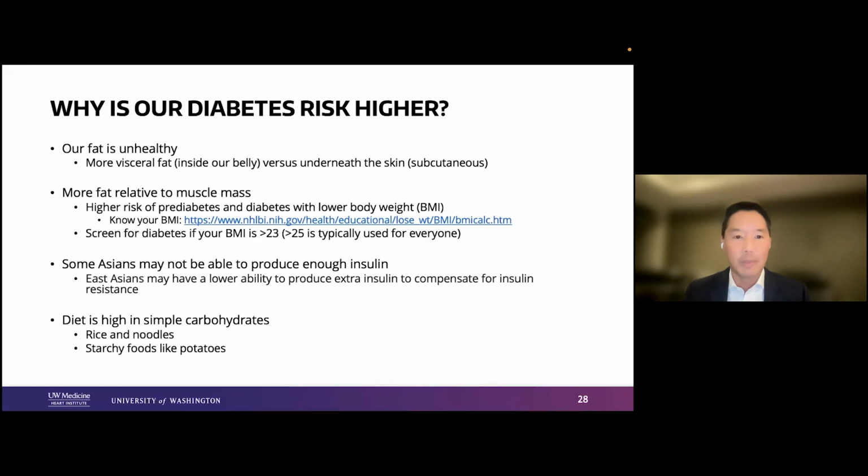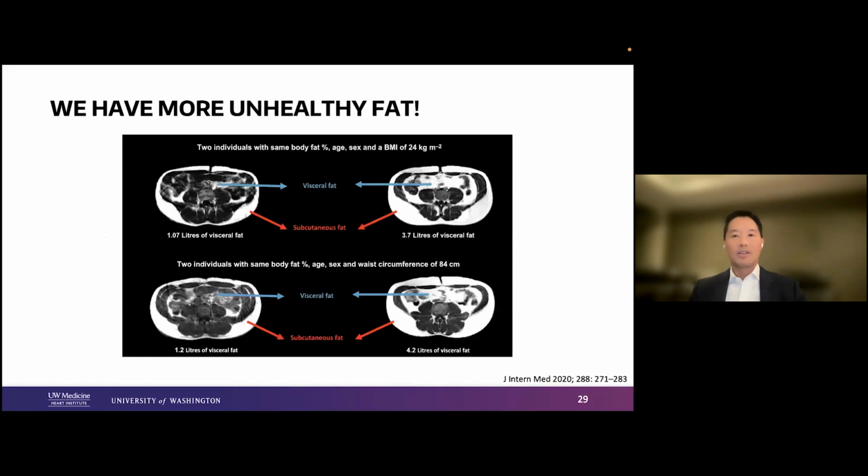There are also differences in our ability to produce insulin. There are some genetic causes potentially of why Asians may be at higher risk of pre-diabetes and diabetes. They're related to our genetic makeup that may predispose us to not being able to produce enough insulin, or extra insulin to compensate when blood glucose levels go up. And then furthermore, we just have a diet that is enriched with simple carbohydrates: rice, noodles, and starchy foods. In South Asian diets, potatoes are pretty common depending upon what part of India you come from. These things can cause spikes in blood sugar levels that then increase our risk of diabetes and pre-diabetes.